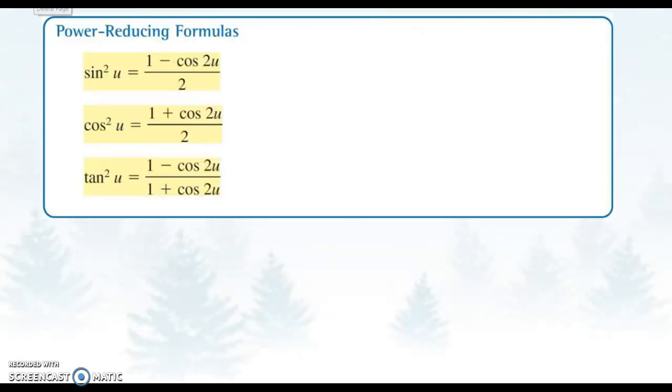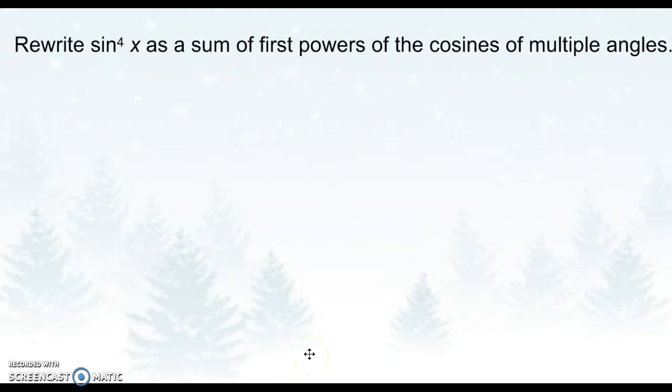And then last but not least, these are your power reducing formulas. So please take a minute, pause the video, and copy these down. All right, and here's that last problem. It says rewrite sine to the 4th power of x as the sum of first powers of the cosine of multiple angles. So that means we want no exponents on our trig functions.